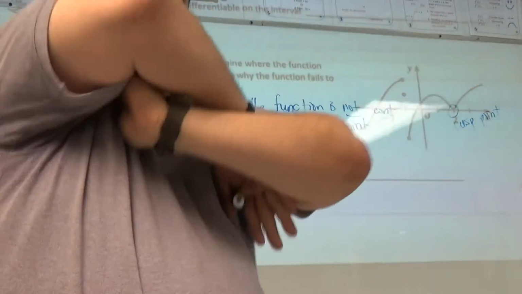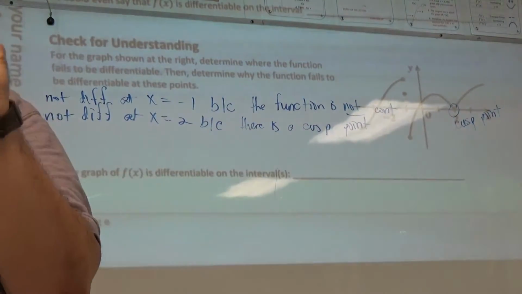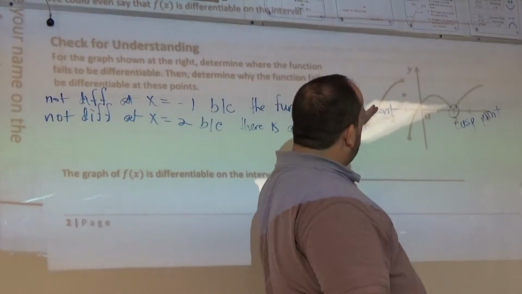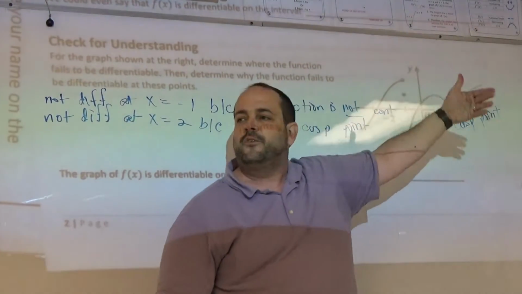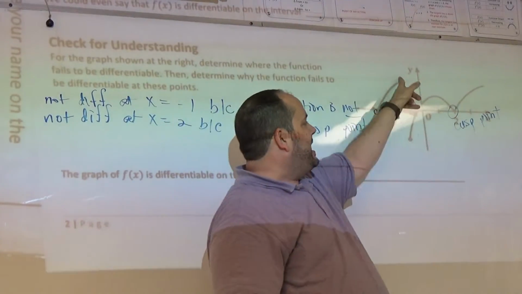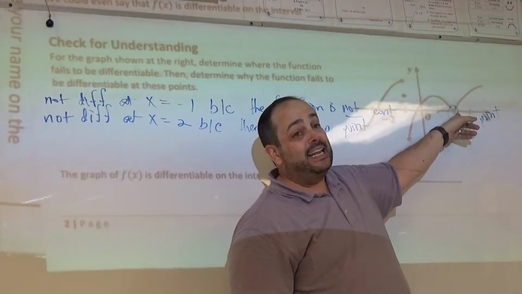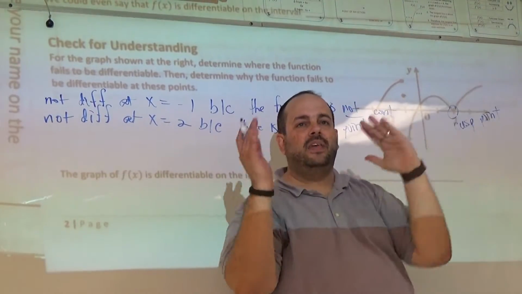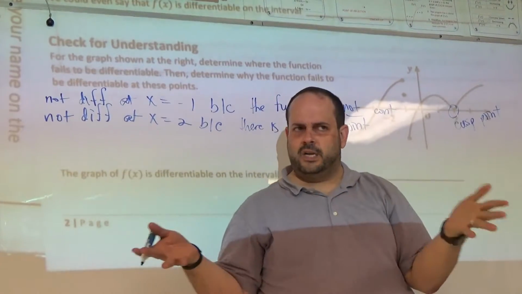What was the other word I gave you for differentiable? It could be smooth. Look at your graph. Where your graph is smooth, it is differentiable. Not continuous here, certainly not smooth here. It's pointy. Okay, so that's what we mean by not differentiable. We got this under control?